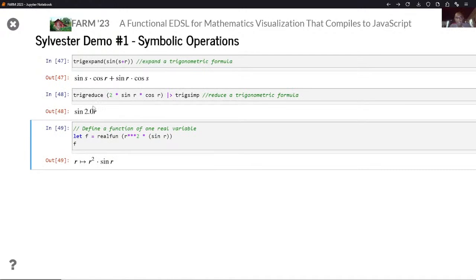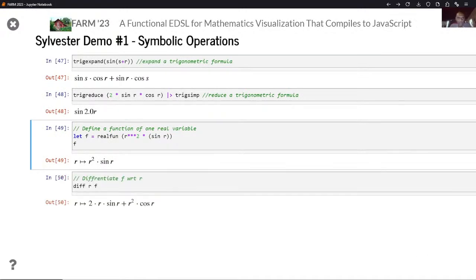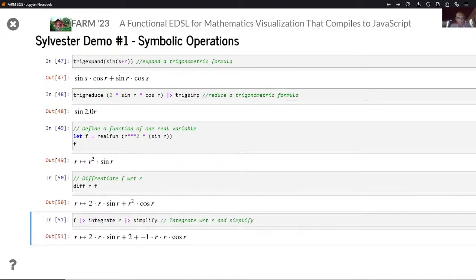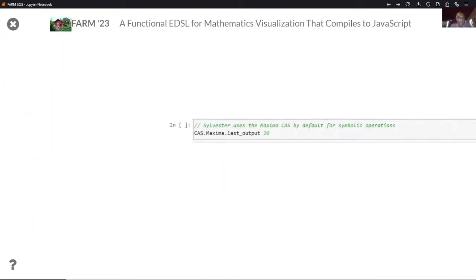Now, here we're defining a function of one real variable. And we can do the typical operations. We can differentiate and integrate on that particular function.